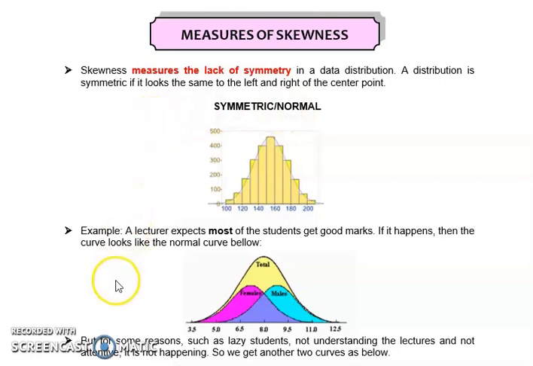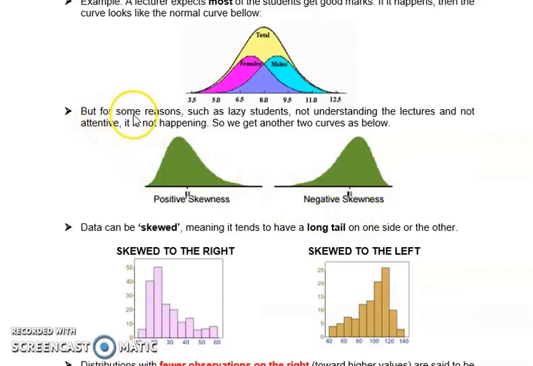Okay, look at another example here. Let's say a lecturer expects most of the students to get good marks. If that happens, then the curve looks like the normal curve below. The highest peak here represents the modal value, which means that most students score average marks. But for some reason, such as lazy students, or not understanding the lectures, or not being attentive, this curve is not happening. Otherwise, we get another two curves like this.